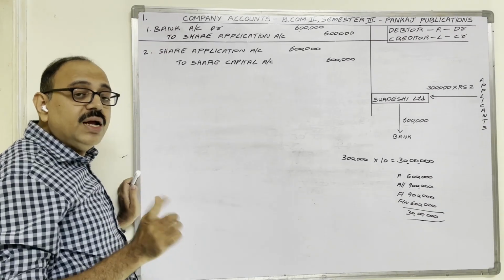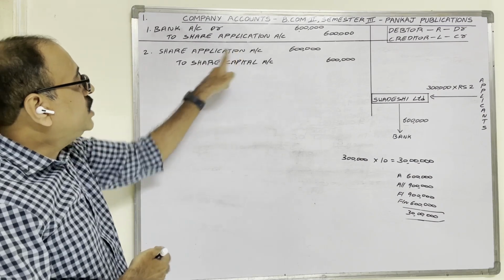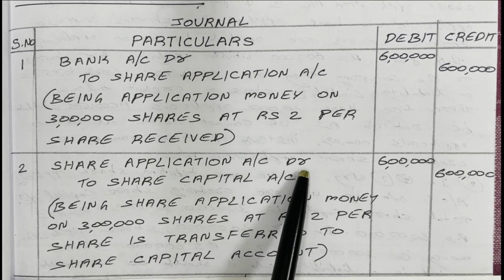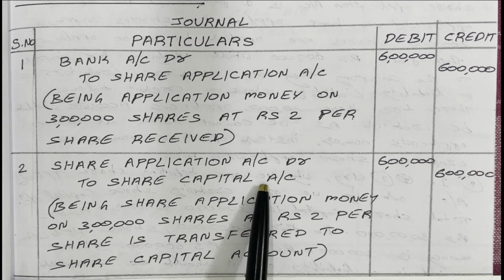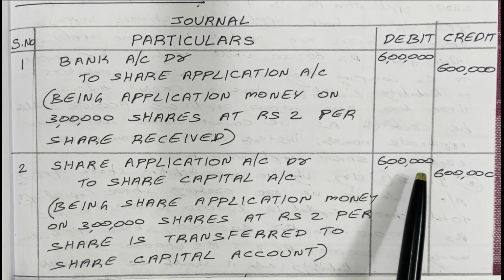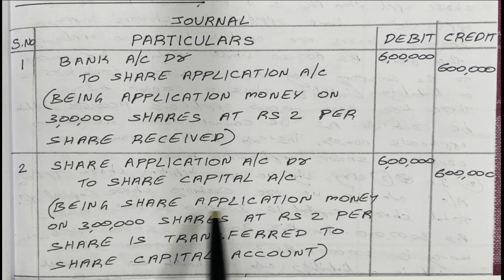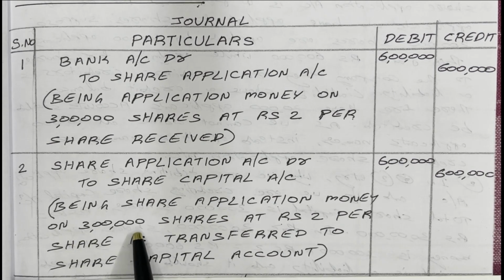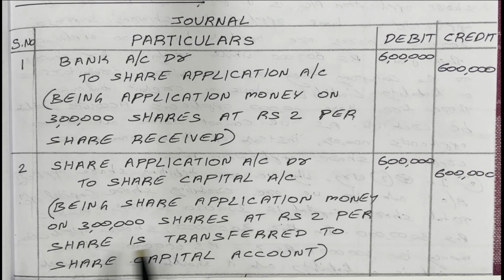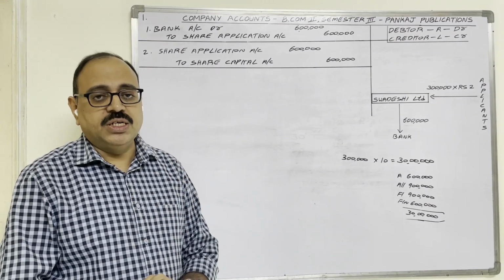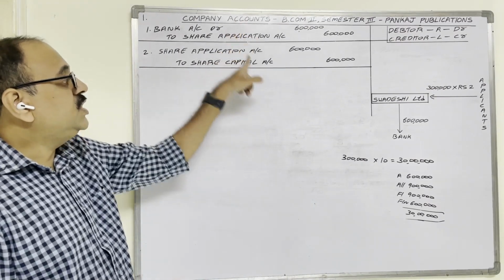So finally the second entry is: share application account to share capital account. This 6 lakh rupees we are transferring to share capital now. Mention that in the narration: being share application money on 3 lakh shares at 2 rupees per share is transferred to share capital account. So for the first installment amount, share application, we wrote 2 entries.